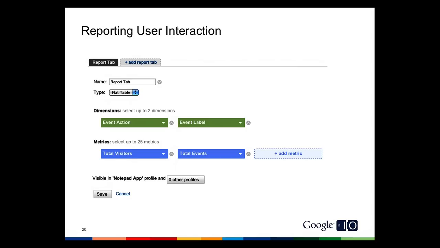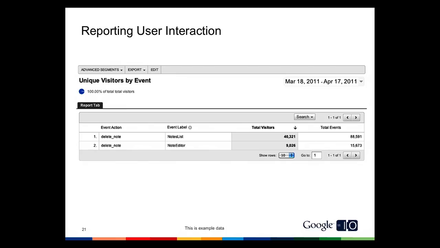In this case, we use the event action dimension and event label dimensions. And we also here are looking at total visitors and total events. Now, when we click Save, the report shows us for every time people deleted a note, the breakout between the notes list and the notes editor, as well as the total number of unique visitors in the date range who've actually used this feature. Now, in this example, we see that the total number of times people deleted a note from the notes list section was about 4 times greater than the total number of people who deleted a note from the notes editor activity.